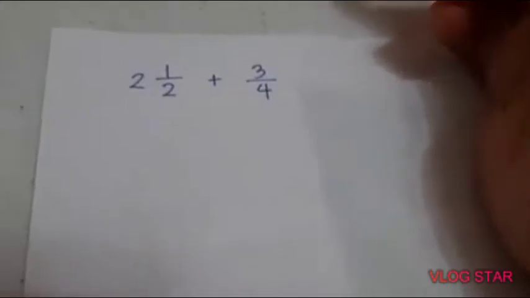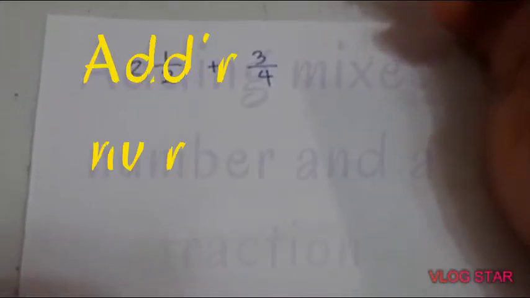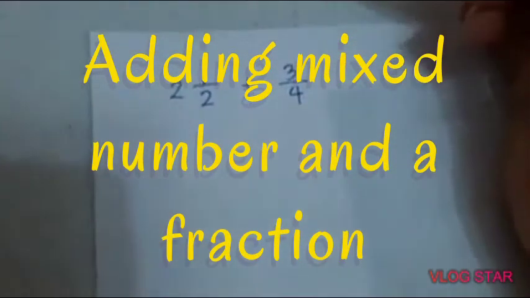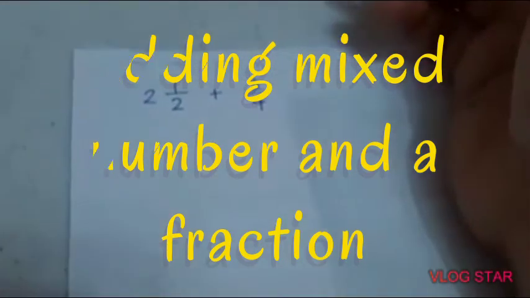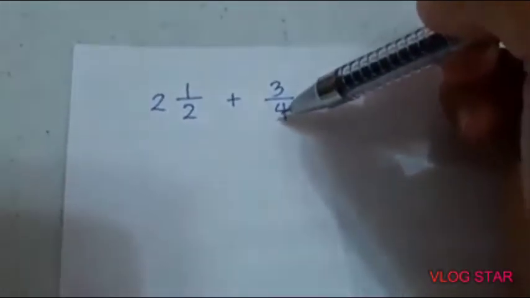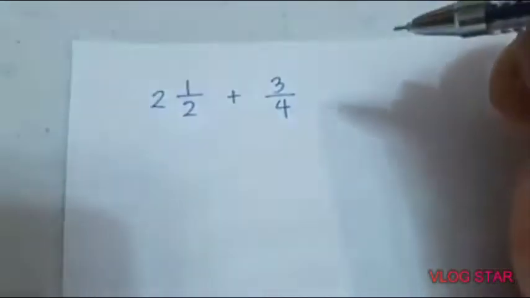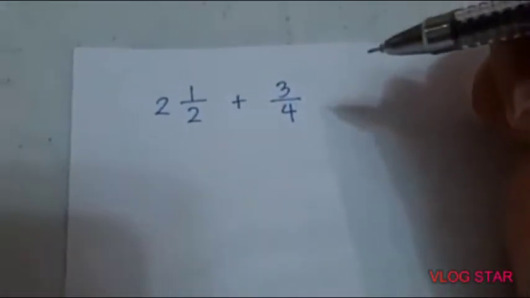I have here another example. And this is a mixed number and a fraction. So what are we going to do when we add a mixed number and a fraction? Examine first the fractions 1/2 and 3/4. So they are still dissimilar fractions. So we need to convert them to similar ones.